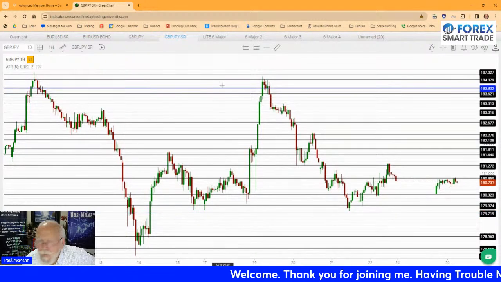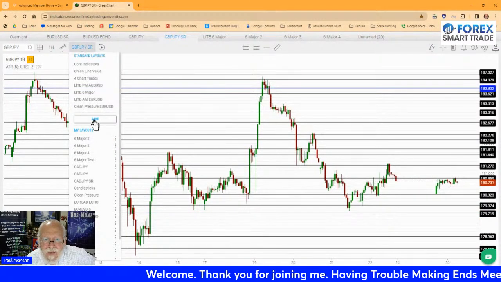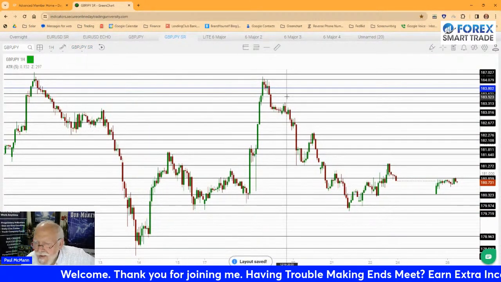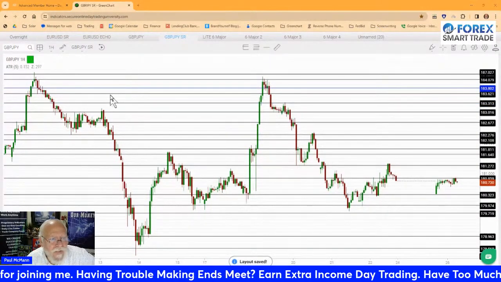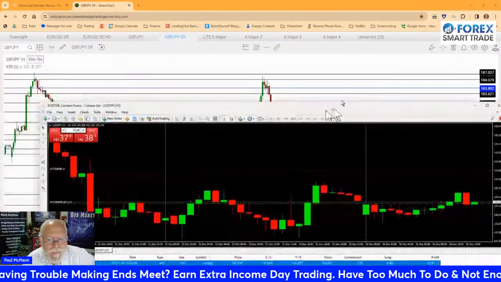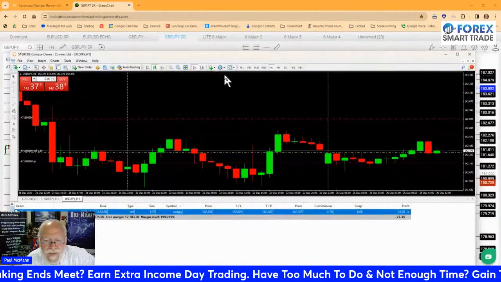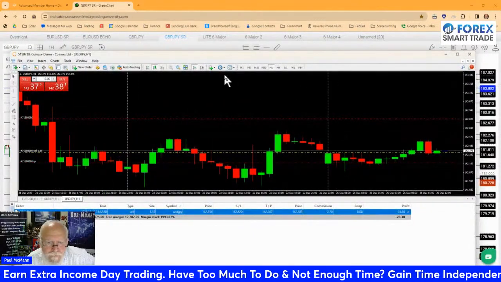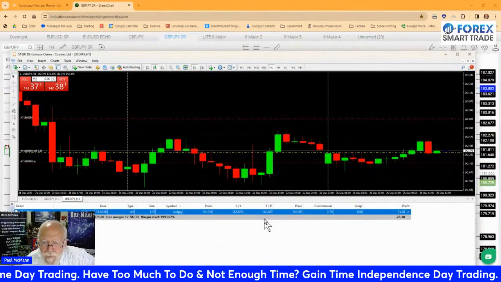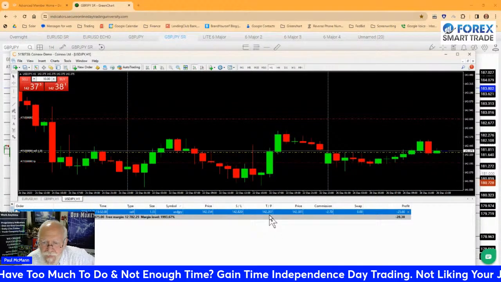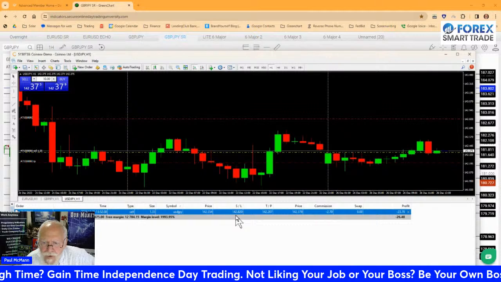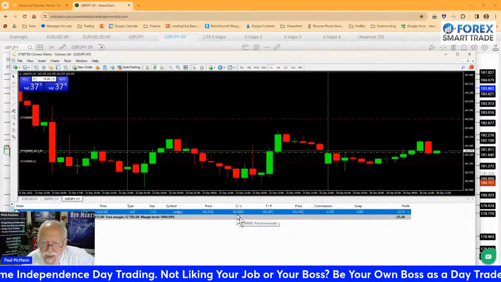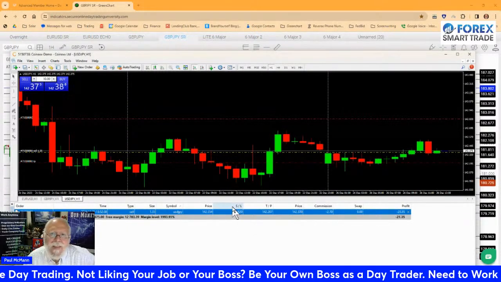Okay, gang. So this is what I'm going to save. We took a sell on the USD JPY with a take profit of 142.207 and a stop loss of 142.82.